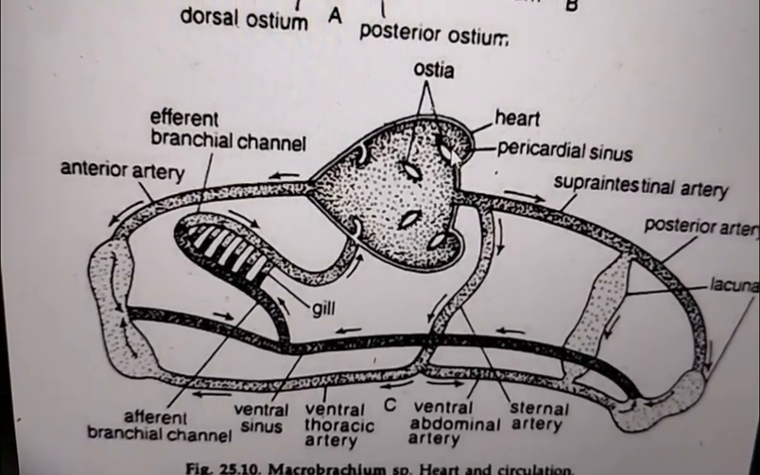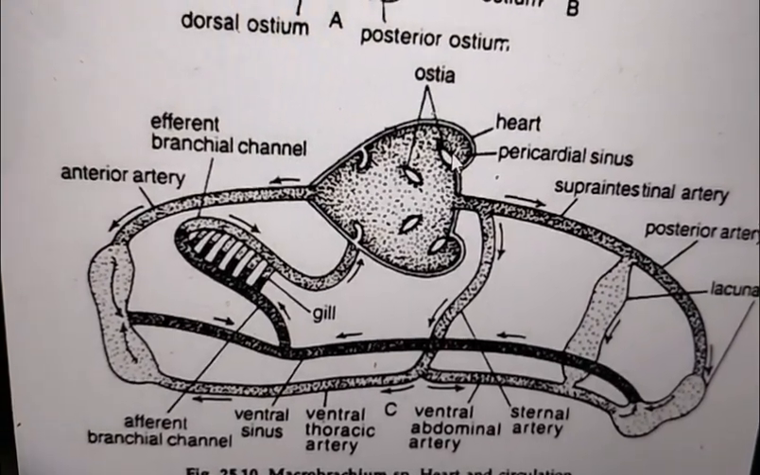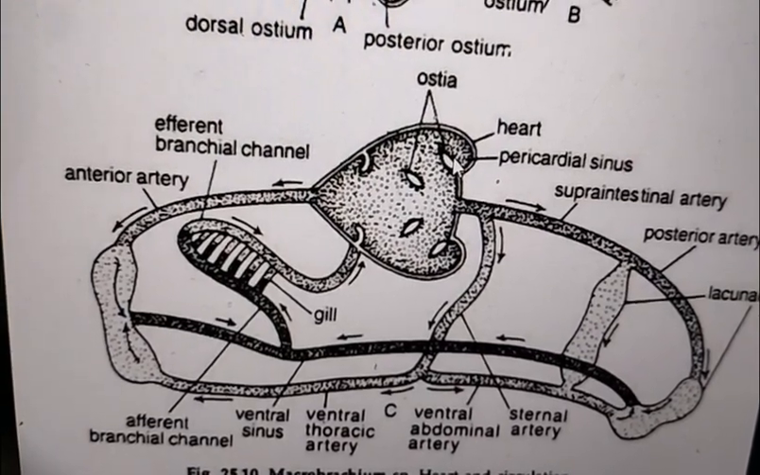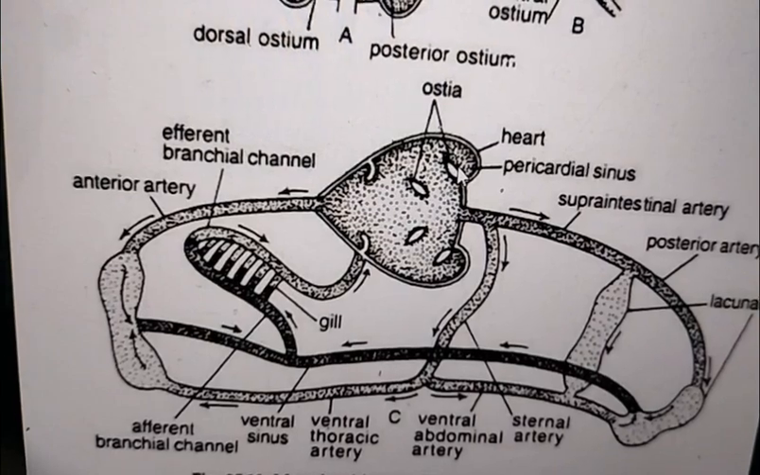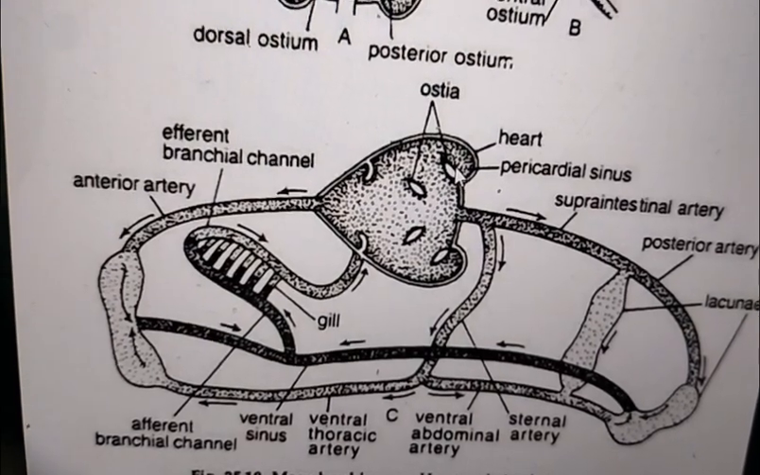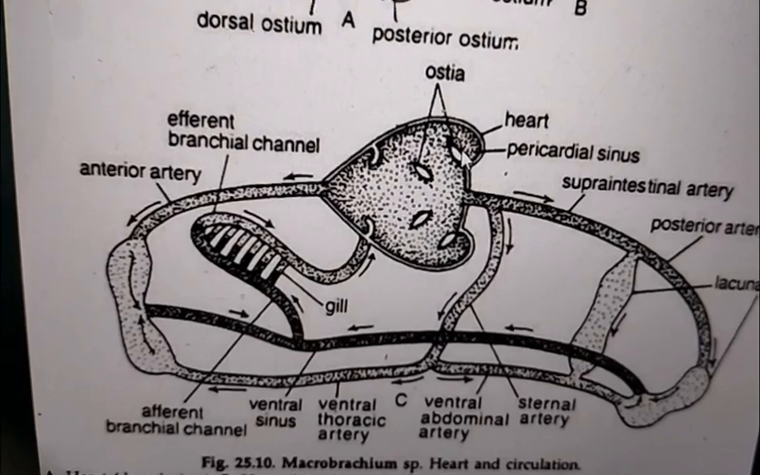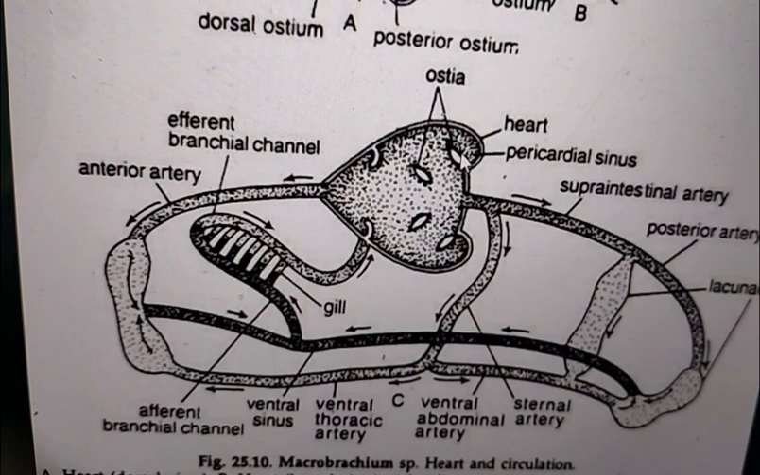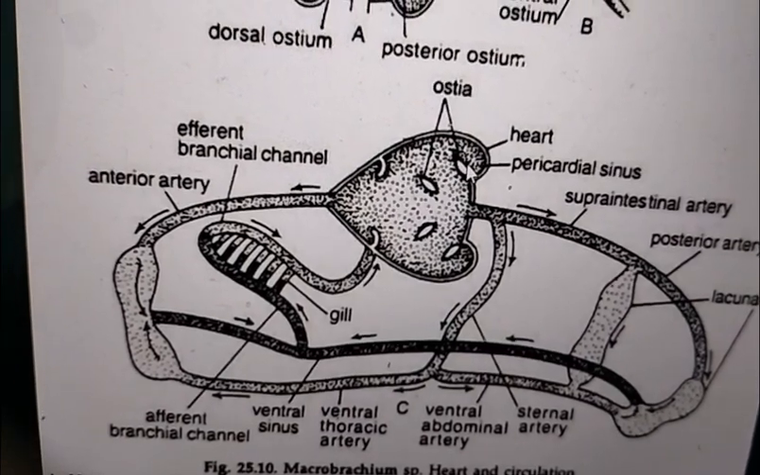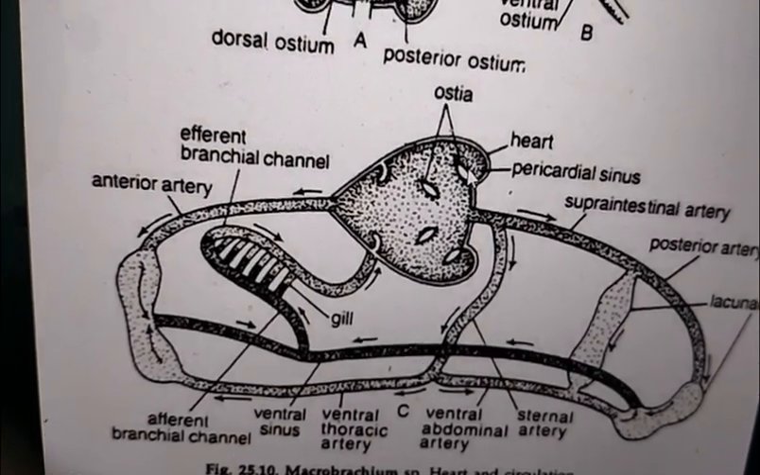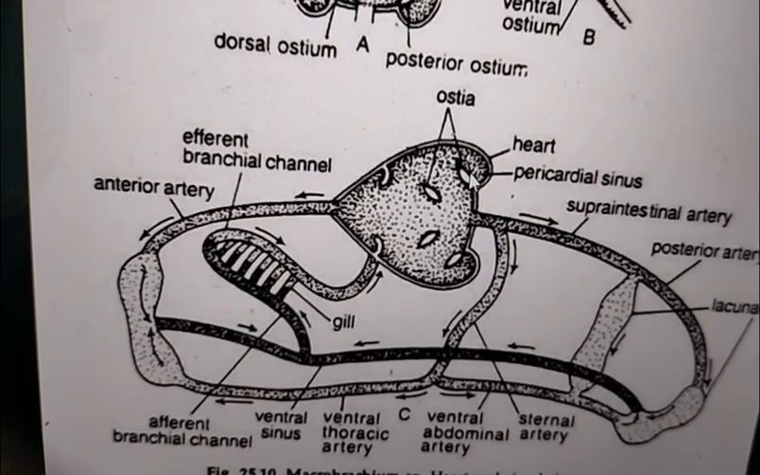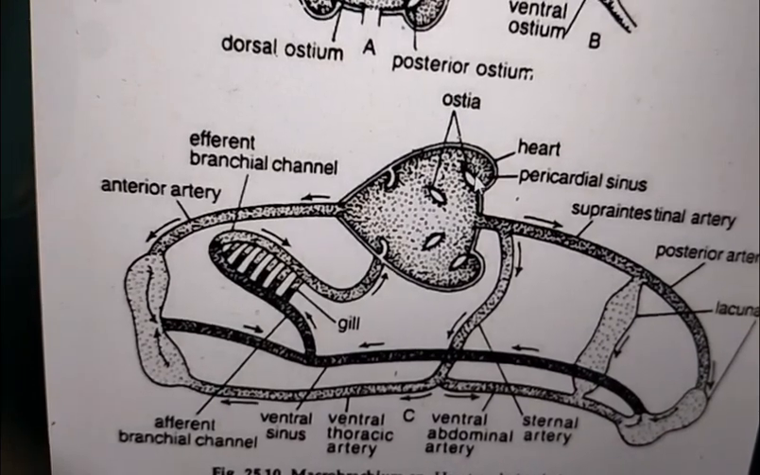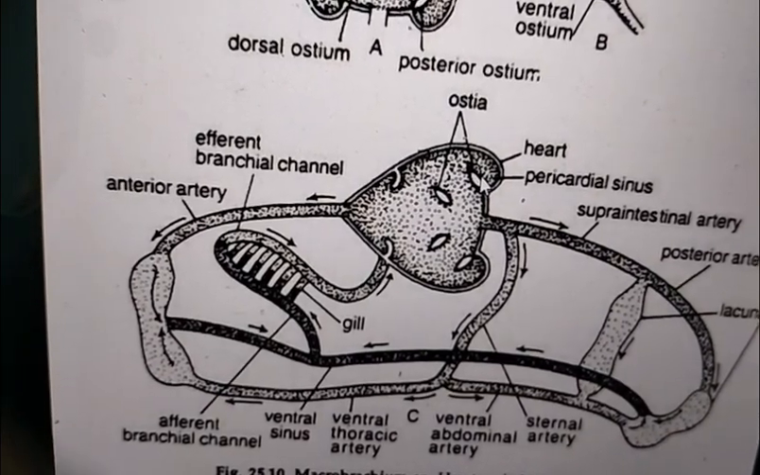In a closed system, you have proper blood vessels, capillaries, and you can see veins and arteries made up in a proper way. But in the open type, the blood does not flow in a proper way; it enters spaces and reaches the tissues. So in prawn it is said to be an open or lacunar system.